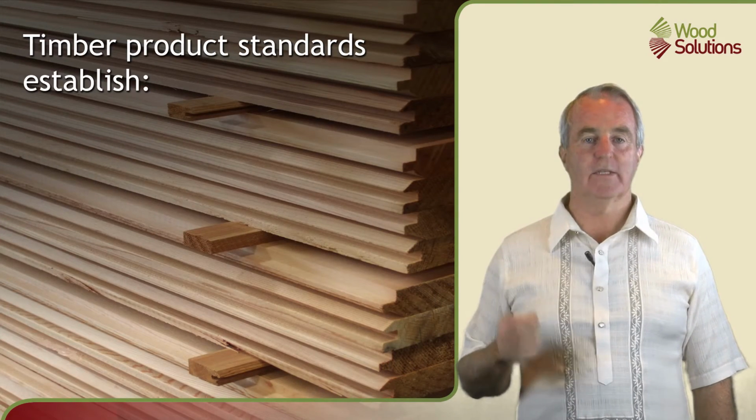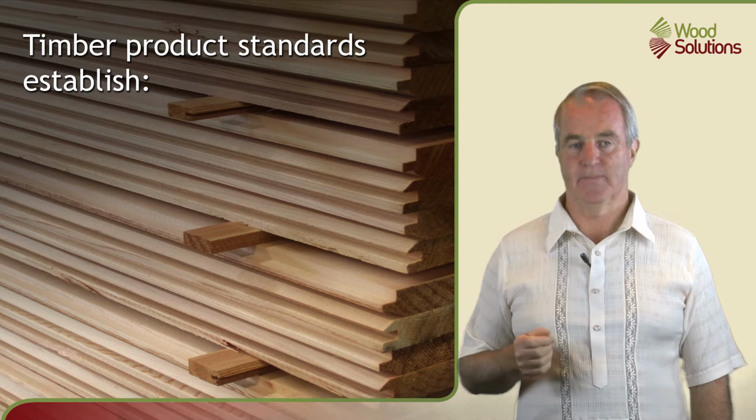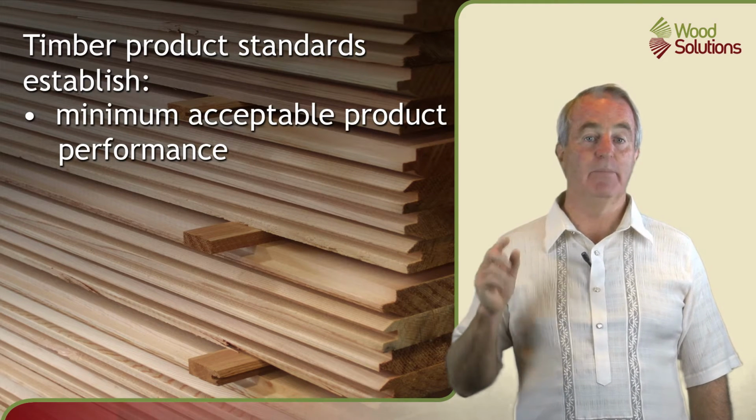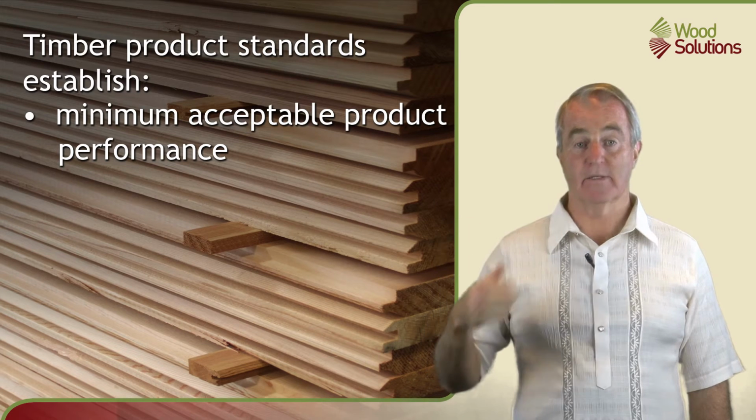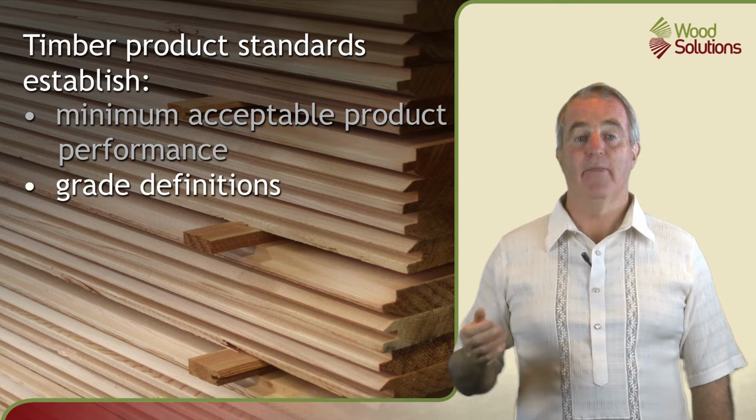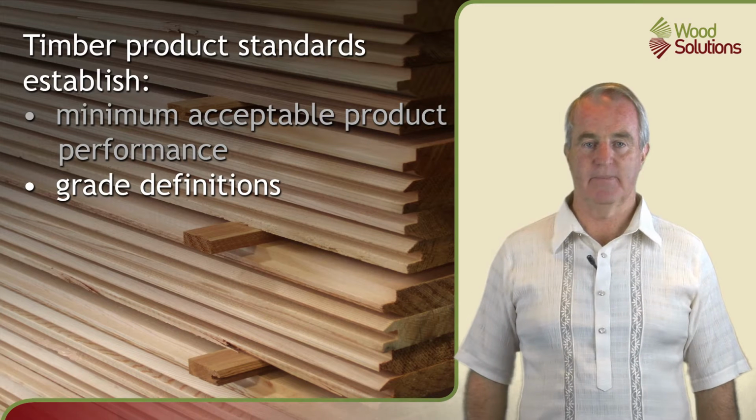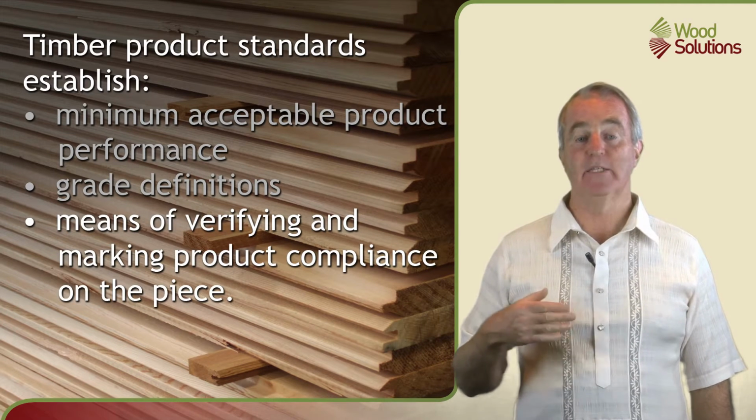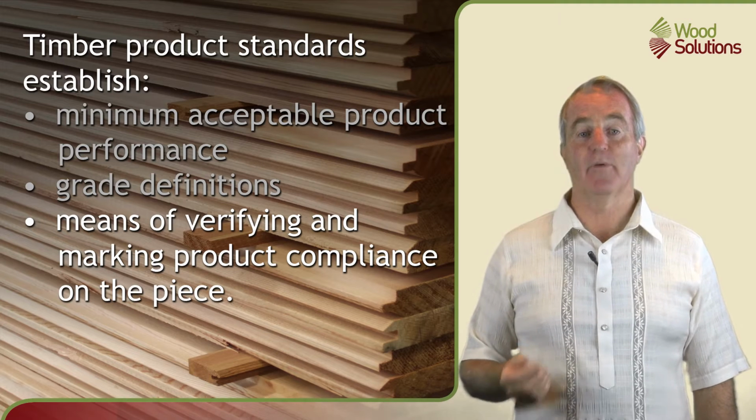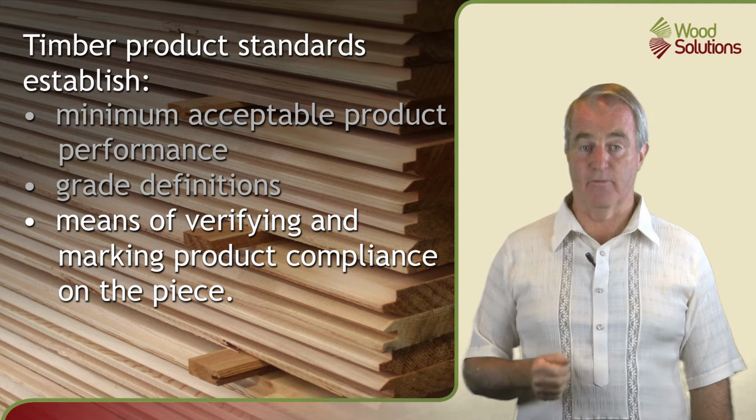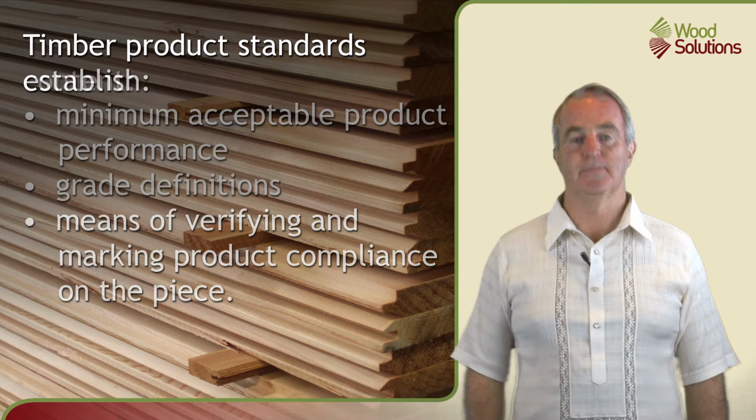Timber and wood product standards generally do three things. They establish the minimum acceptable performance for products, that's first. They provide grade definitions for individual timber elements. And lastly, they may specify means of verifying product performance and of marking that performance on the piece.